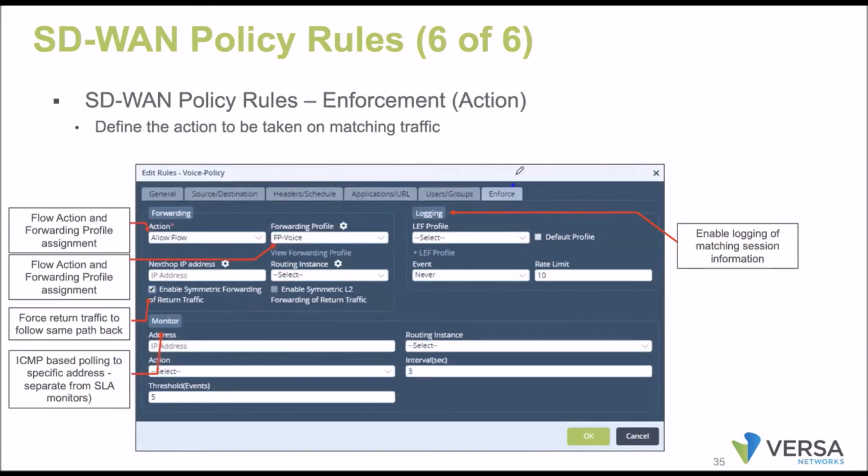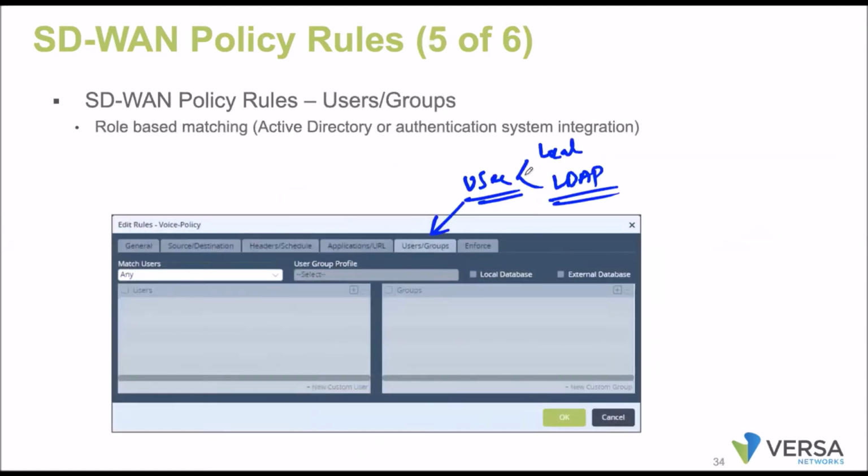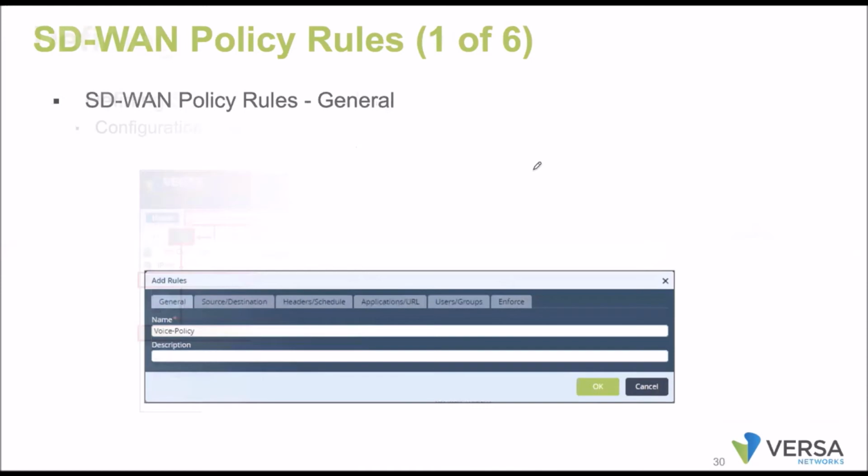Okay. After providing all these match conditions, click on that enforce. Under the enforce, what is the action? I can select that action as allow flow. What is the forwarding profile we are going to use? So we'll mention that allow flow and then what is the forwarding profile we are going to use. In case you wanted to generate the logs related to the SD-WAN policies, we'll select that logging and then we'll be enabling this LEF profile. So this is about the SD-WAN policies.